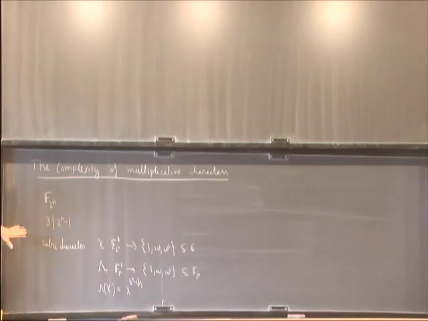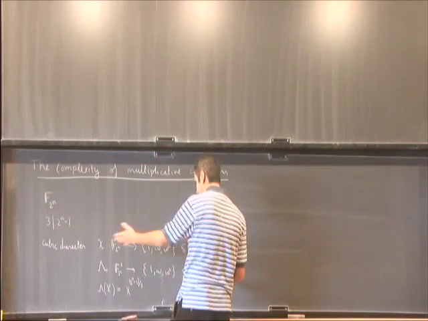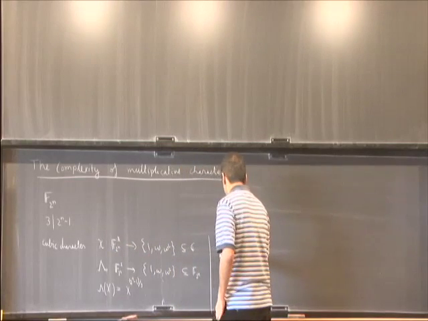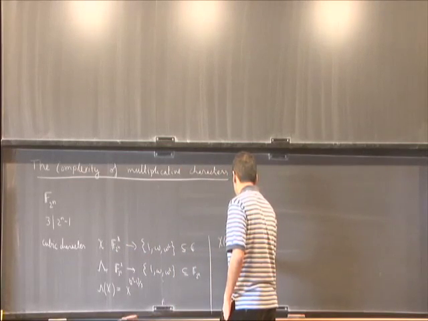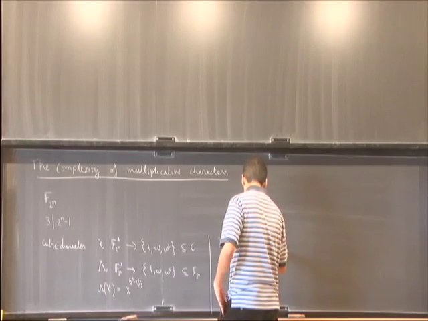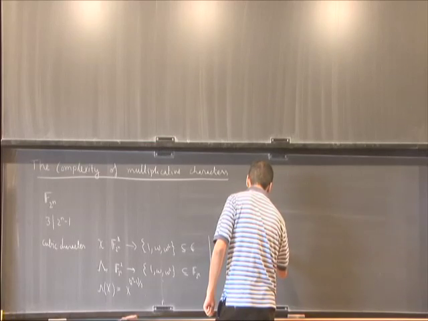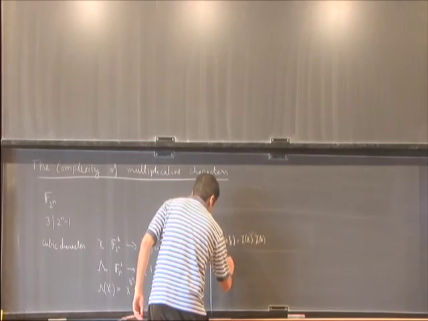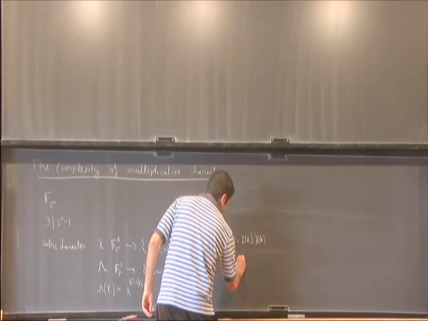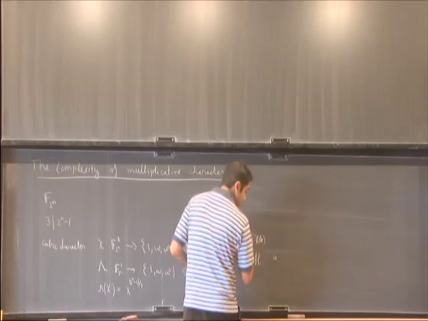The property of this cubic character holds for both chi and lambda. So chi of AB is chi of A times chi of B. It's a homomorphism, and also chi of A is 1 if and only if A is a perfect cube in F_{2^n}.